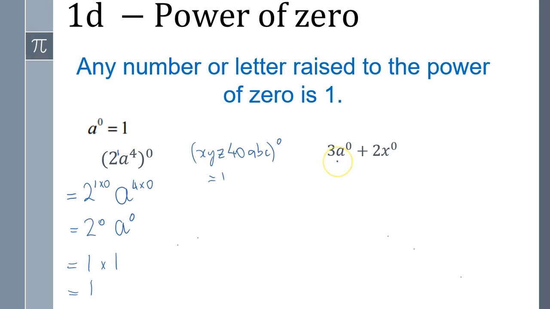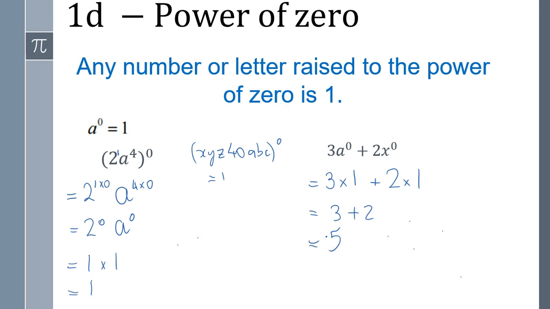This second example here is a bit different. There's no brackets around it, so the 0 only applies to the number or letter that it's on. So our 3 stays the same, but our a to the power of 0 becomes 1. Plus 2 stays the same, x to the power of 0 becomes 1. So it's 3 plus 2, which is 5.